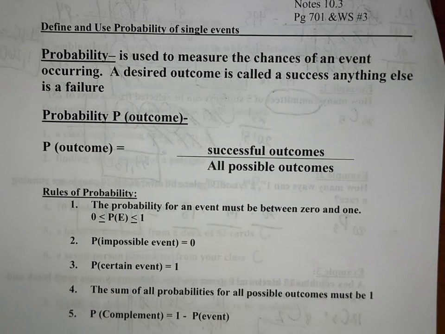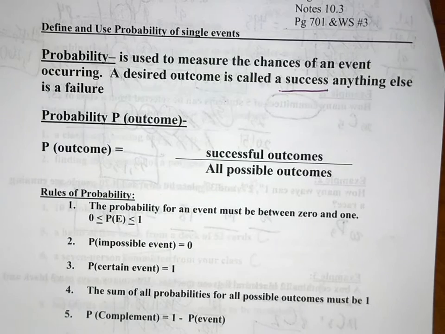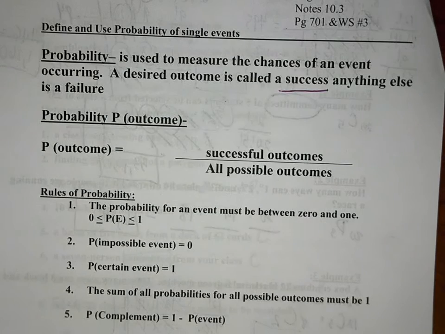Okay, today we're talking about probability. Probability is used to measure the chances of an event occurring. A desired outcome is called a success, and anything else is a failure.